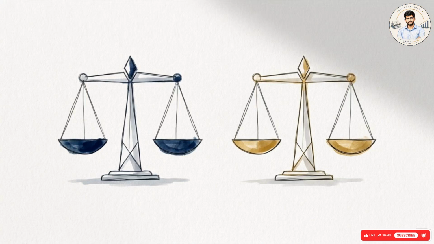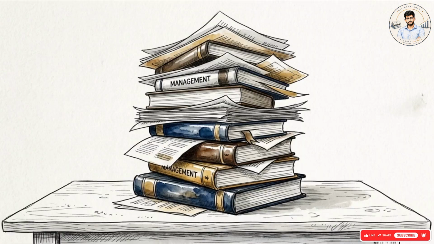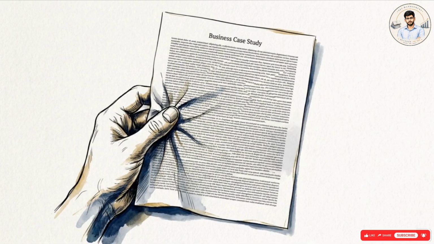For those preparing for UGC NET Management, Chapter 4, Business Ethics and Corporate Social Responsibility, is one of the most significant sections of the syllabus. It is also a section where students frequently lose marks. The volume of content in this chapter often leads to a fragmented understanding, making it difficult to apply these concepts to the complex case studies found in the exam.